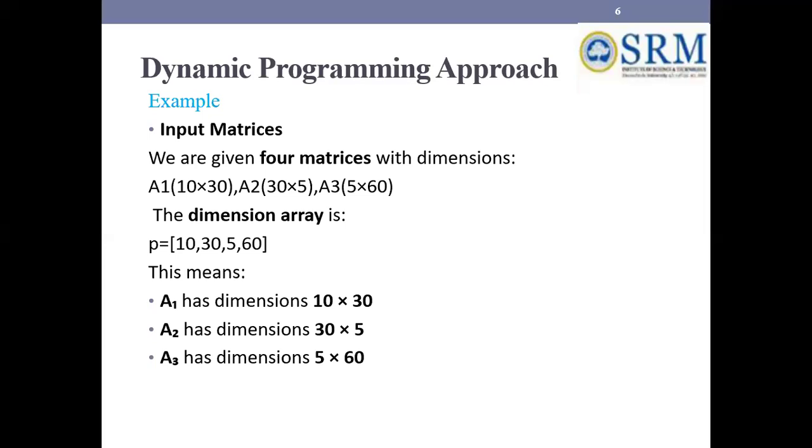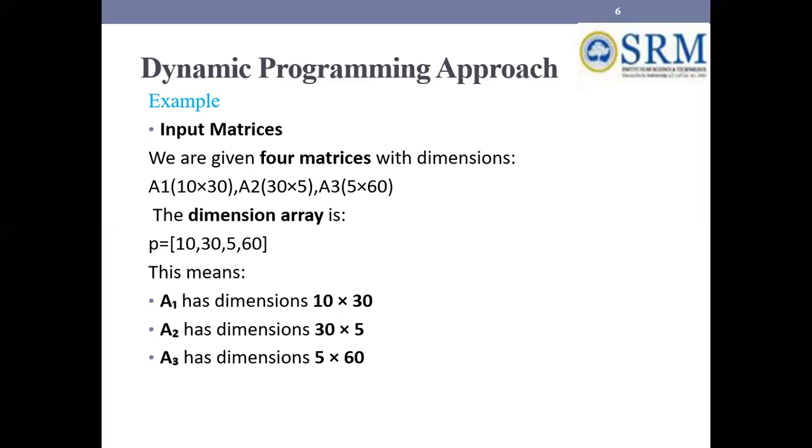See, when we do multiplications, there's one constraint. Number of columns in the first matrix should be equal to number of rows in the second matrix. See, the matrix A1, number of columns is 30. That should be equal to number of rows in A2. And 5 columns in A2 is equal to 5 rows in A3. So, total dimensions can be written as 10 comma 30 comma 5 comma 60. This means A1 dimension is 10 into 30, A2 dimension is 30 into 5, and A3 dimension is 5 into 60.